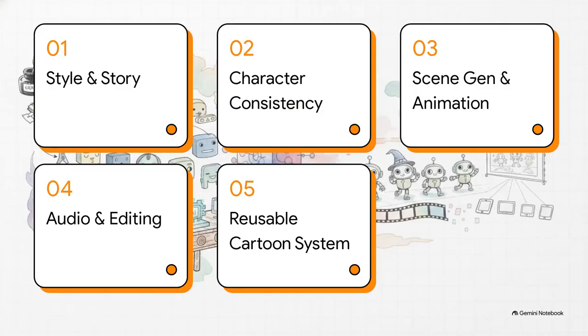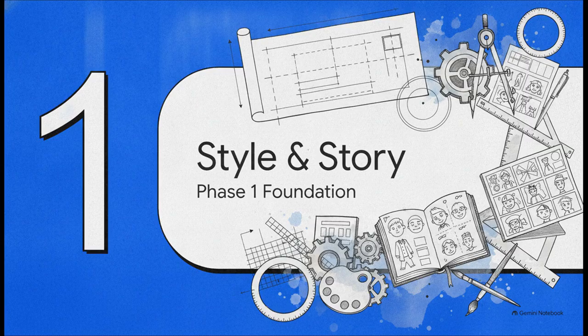Now, to make this dense 30-step process super easy to digest, it's organized into 5 core phases. We've got Phase 1, Style and Story Foundation. Phase 2, Mastering Character Consistency. Phase 3, Scene Generation and Animation. Phase 4, Audio, Editing, and Polish. And finally, Phase 5, your reusable cartoon system. Let's kick things off with Phase 1, Style and Story Foundation.